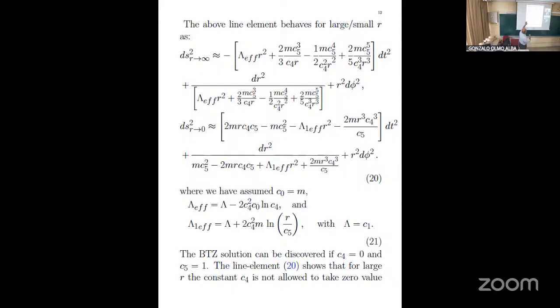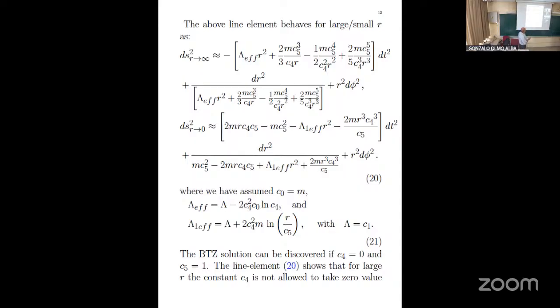So generally, the solution behaves like de Sitter or anti-de Sitter, depending on the sign of lambda effective. But for large r, the solution doesn't have good behavior because it tells us that we are not allowed to put the constants that make the deviations equal to 0. So in that case, we can't recover BTZ for large r only.